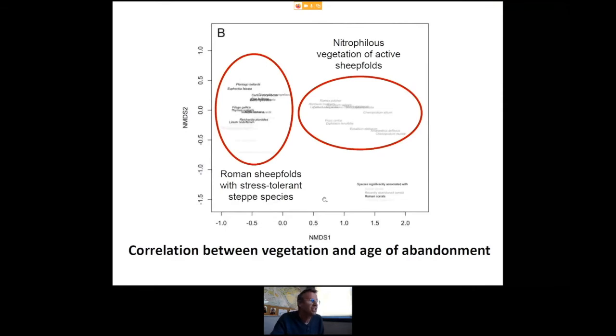And concerning the vegetation, we've got also the present vegetation at the soil surface. We've got this type of correlation too. The active and recently abandoned sheepfolds are correlated with hypernitrophilous vegetation of Chenopodium murale, Chenopodium album, Diplotaxis tenuifolia, etc. And for the Roman sheepfold, it is stress-tolerant steppe species, again it was not easy to see the difference. It is most of the vegetation, a typical stress-tolerant species of the steppe areas, and so the vegetations are really different.